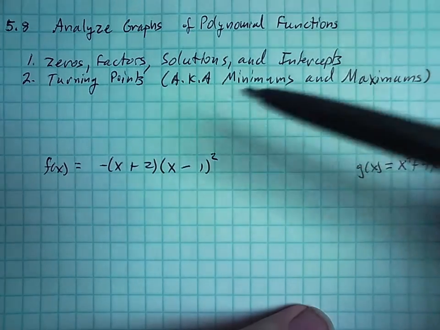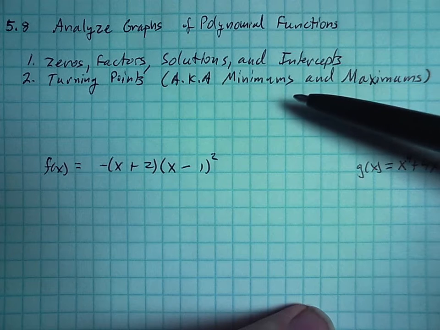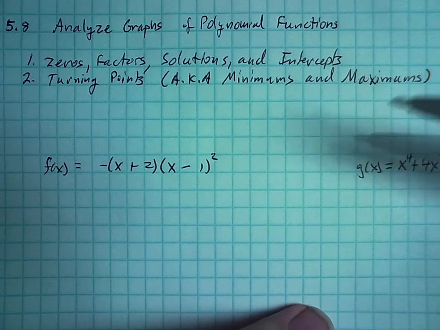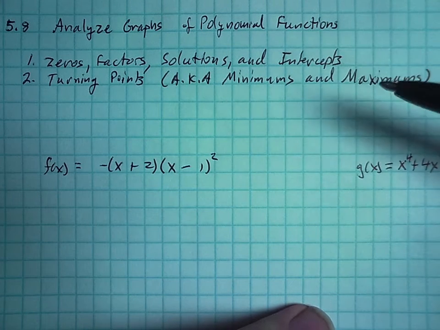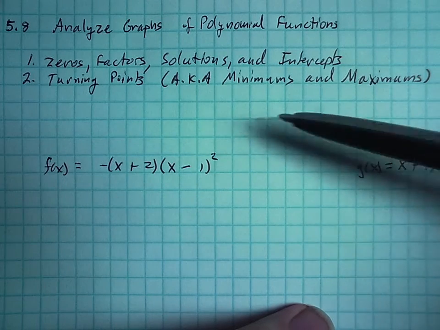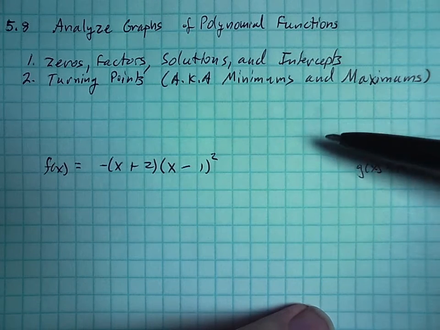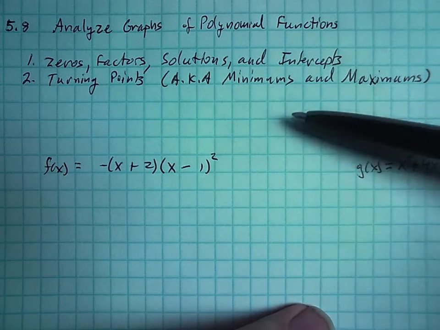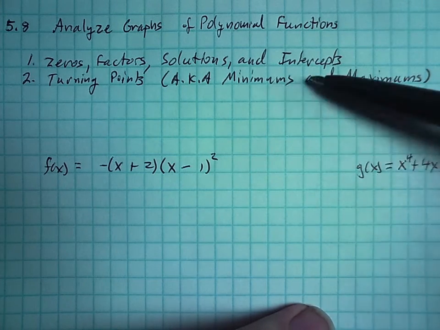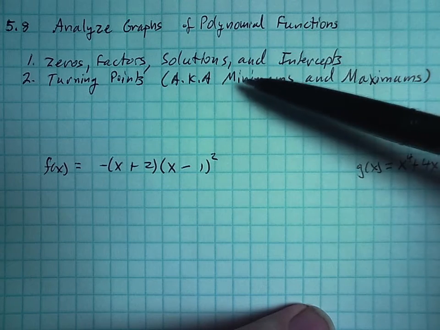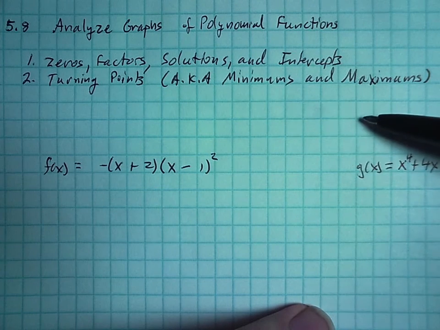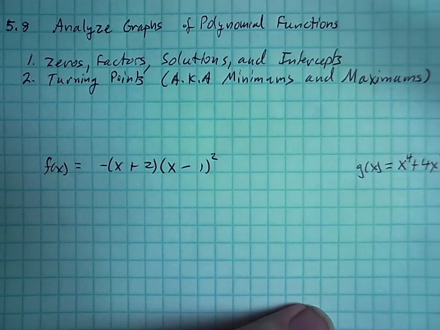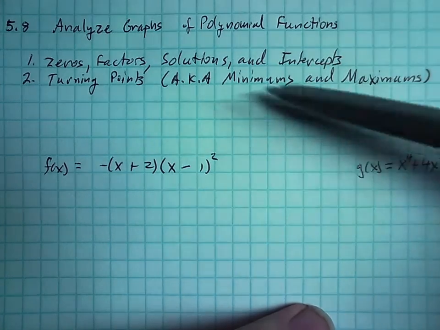The new thing we're going to talk about is turning points. You'll also hear these referred to as minimums and maximums. We're going to identify these graphically for now. Finding the value for maximums and minimums of anything that's not a parabola is really something that we leave till calculus because it requires calculus in order to do it. So we're going to be identifying these graphically. So we're going to produce a graph. We're going to look on the graph to find the turning points or the maximums and minimums.